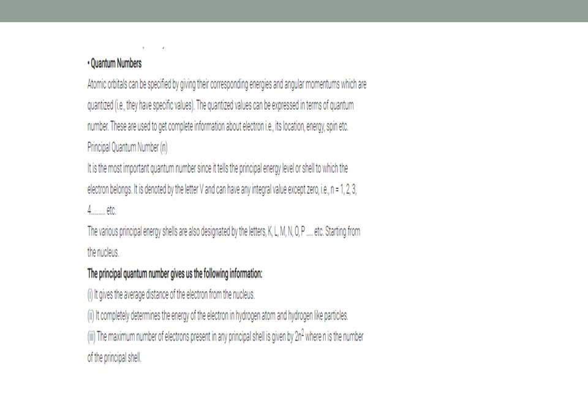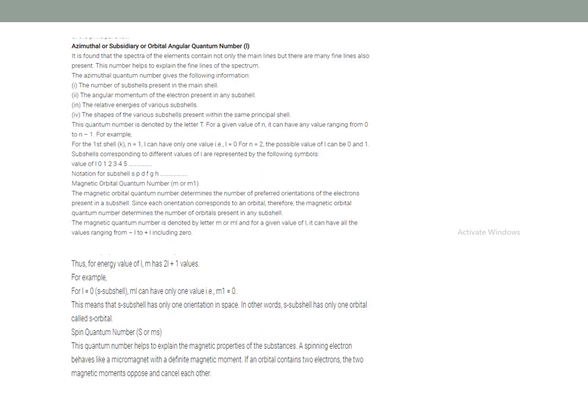It gives the average distance of the electron from the nucleus. It completely determines the energy of the electron. The maximum number of electrons present in any principal shell is given by 2n square.